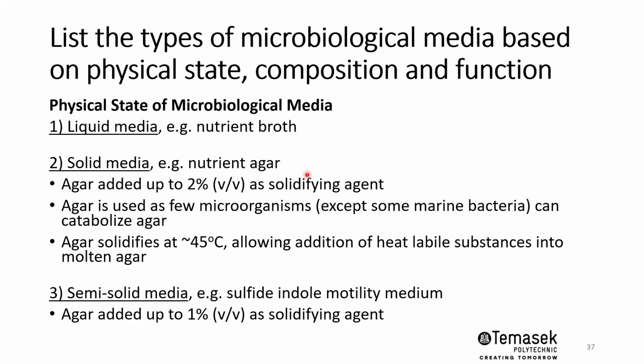In solid media, agar is added up to 2% volume per volume as a solidifying agent. This is used because most microorganisms, except for some marine bacteria, cannot catabolize agar as a source of carbon. Agar solidifies at roughly 45 degrees Celsius. At this temperature, you can add heat-labile substances such as antibiotics into the molten agar itself, and it will still be fine. When we talk about heat-labile, we're talking about heat-sensitive substances such as antibiotics.